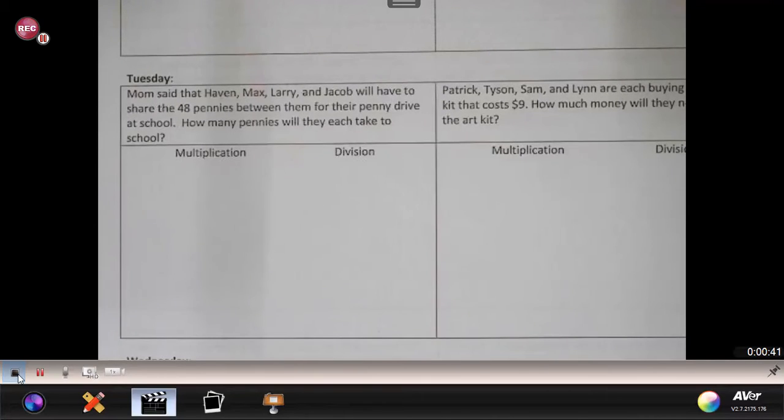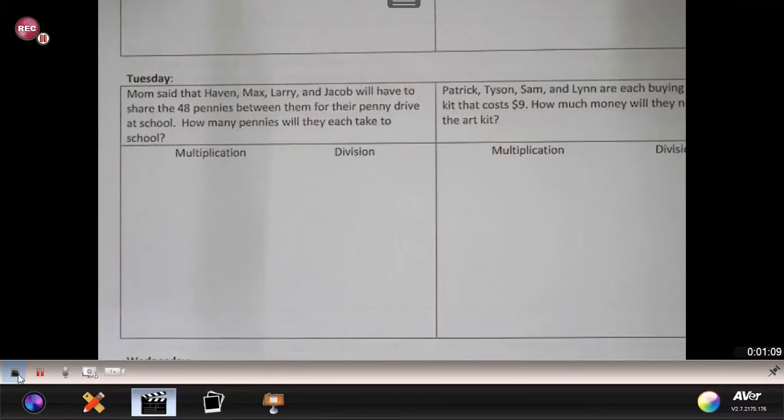So our first problem said, Mom said that Haven, Max, Larry, and Jacob will have to share the 48 pennies between them for their penny drive at school. So if you know what a penny drive is, when students bring pennies and put them all together and then they donate them to a good cause. So it says, how many pennies will they each take to school?